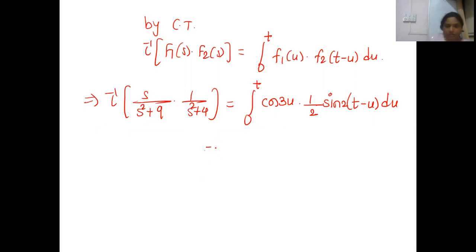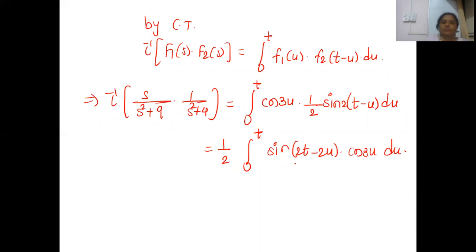Okay, so 1/2 will come out here. And it is integration from 0 to t. I'll write sine first: sine 2t minus 2u into cos 3u. How will you solve this integration? We need the formula of 2 sin a cos b. Right, you will need 2 there.